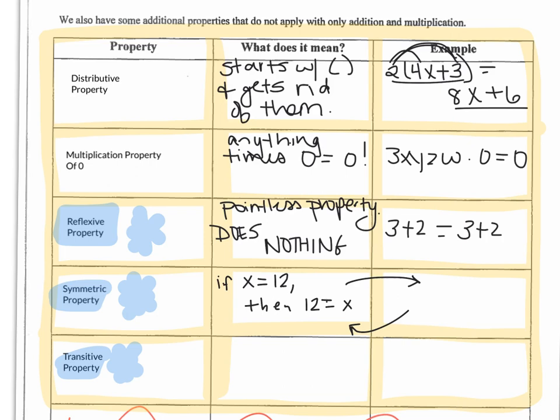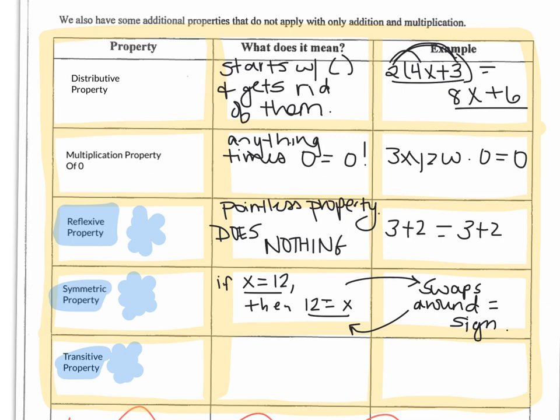So notice what's happening with your numbers. They're switching, right? But what are they switching around? Well, they're switching around an equal sign. So the symmetric property swaps around an equal sign. Not too terrible. So symmetric is a lot like the commutative property.